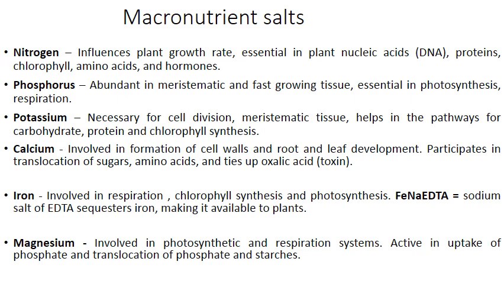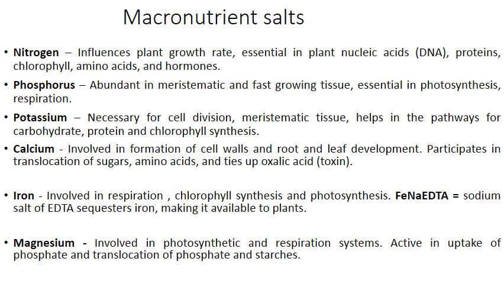We'll discuss the macronutrients one by one. The major macronutrient is nitrogen. As you know, NPK are major nutrients for any plant growth. Nitrogen influences growth rate and is essential in plant nucleic acids, proteins, chlorophyll, amino acids and hormones. Phosphorus is abundant in meristematic and fast growing tissues, which is essential in photosynthesis and respiration. Potassium is necessary for cell division and meristematic tissue, and helps in the pathways for carbohydrate, protein and chlorophyll synthesis. This also provides disease resistance to plants.